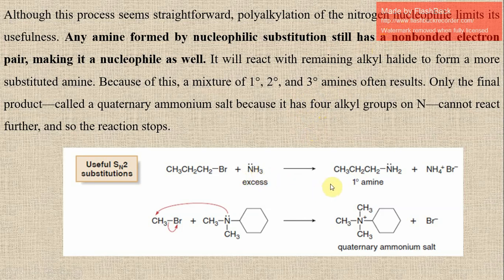We can end with only primary amine by using excess of ammonia, and for which I have given two examples here. N-propyl bromide on treatment with the excess of ammonia, we end with a primary amine. And here a primary alkyl halide is treated with a tertiary amine, and we end with a quaternary ammonium salt. So what we can understand from here is ammonia or amine we have to use in excess quantity so that we will end with only one product.